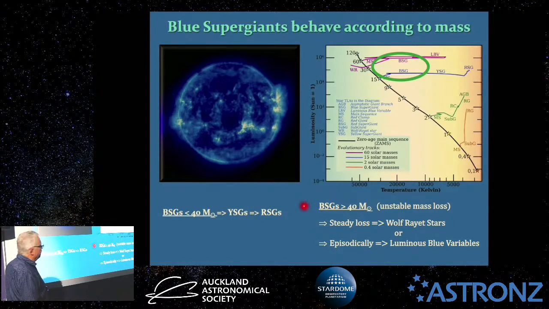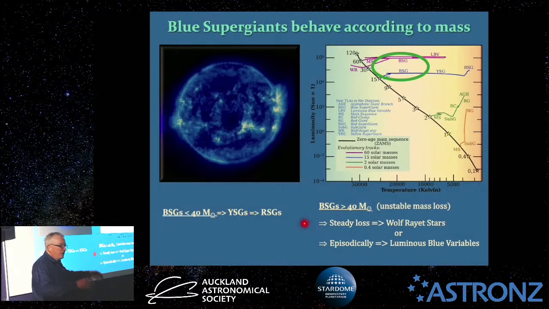Blue supergiants of more than 40 solar masses are that little bit more unstable, because their radiation pressure is higher due to their higher temperatures. Their surface gravity is less because they're larger in diameter. So they're more unstable, and they can lose mass in one of two ways. They can lose it by a steady loss, just constant loss of material. They end up as Wolf-Rayet stars, which we'll talk about shortly. And we're going to go through this with a flow diagram later on to bring it all together.